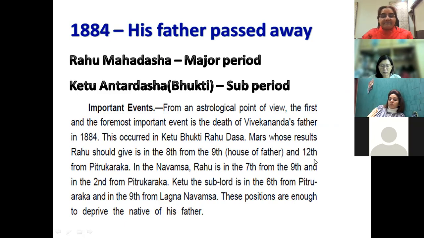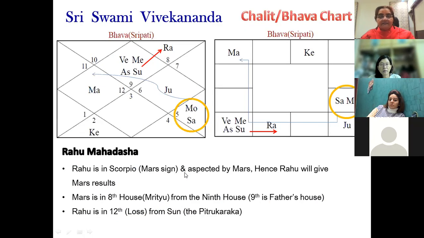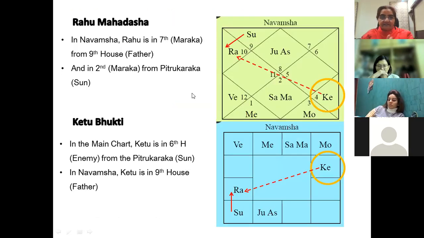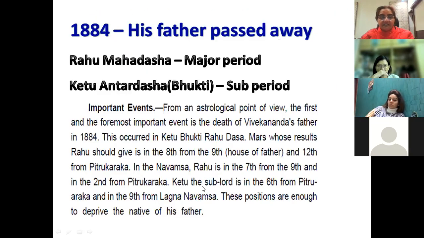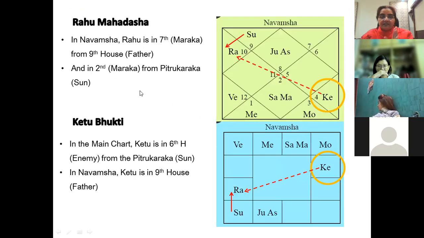Then next comes, this is a little difficult, so I have used a separate slide to show this portion. But right now, Rahu is in the 12th, the house of loss, from the Sun, that is the Pitrakarak. If this is okay, then I'll move ahead. The last 3-4 lines, I have used another slide.